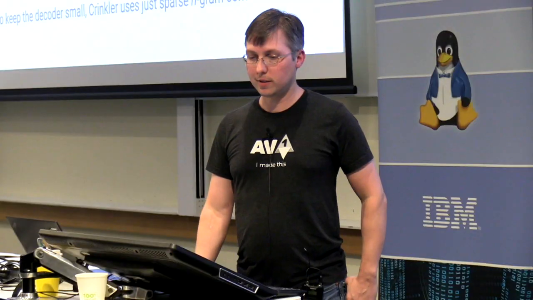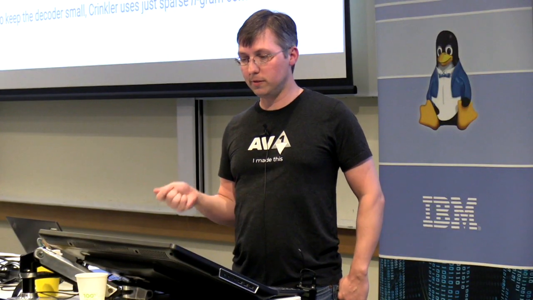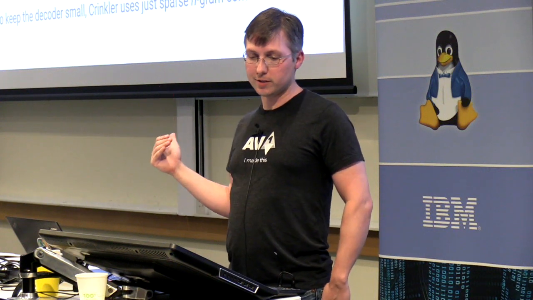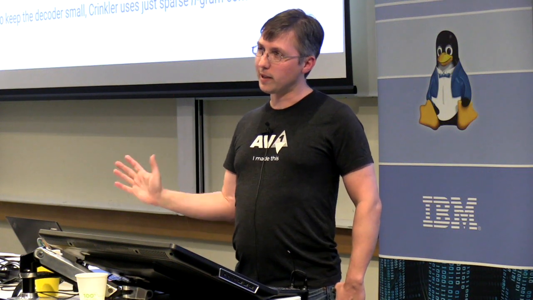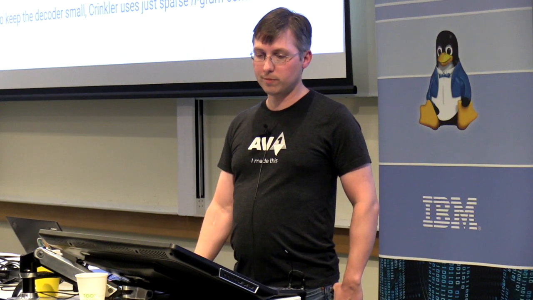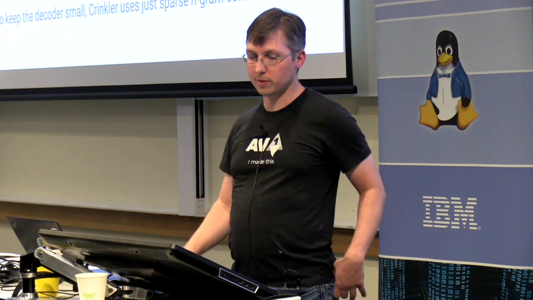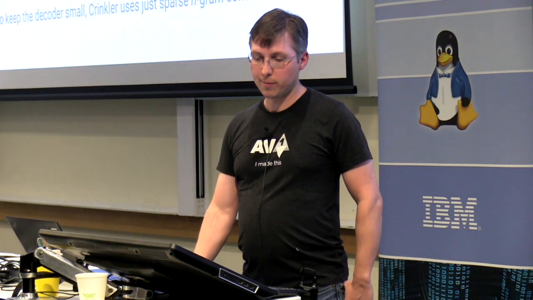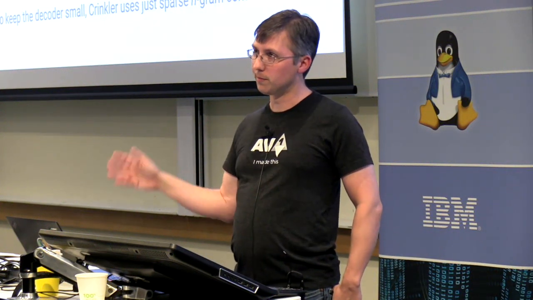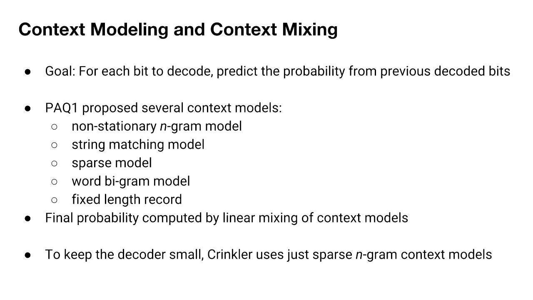And so here, the goal is that for each bit to decode, we're going to predict the probability from these previous bits. And so PAQ-1 had a bunch of different models, some that don't make any sense in the context of what we're doing, right? Like fixed length records or string matching, right? Like they'll be broken up into words around spaces. But in the end, we're going to basically still want to have a final probability that's a linear mixing of these models. The choice that Crinkler made was to basically take the n-gram model and the sparse model and use those as your context models.